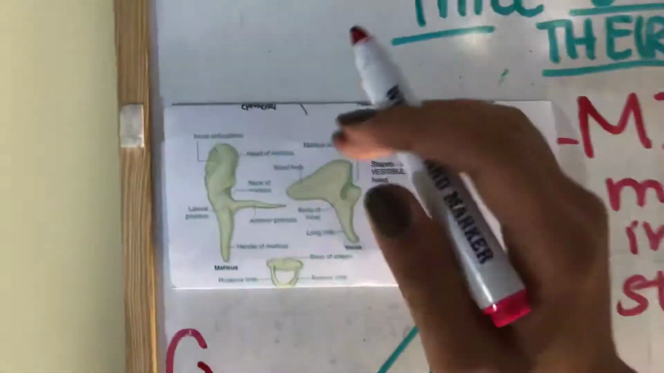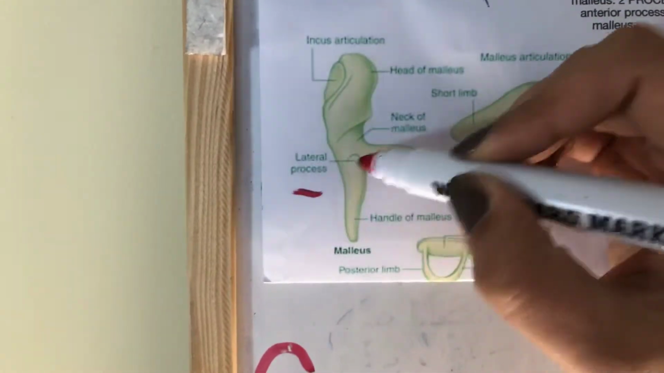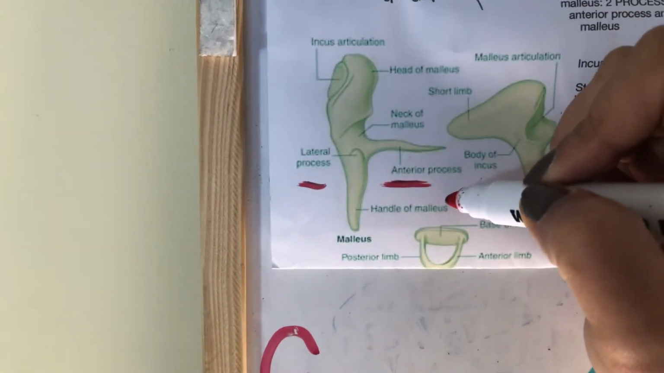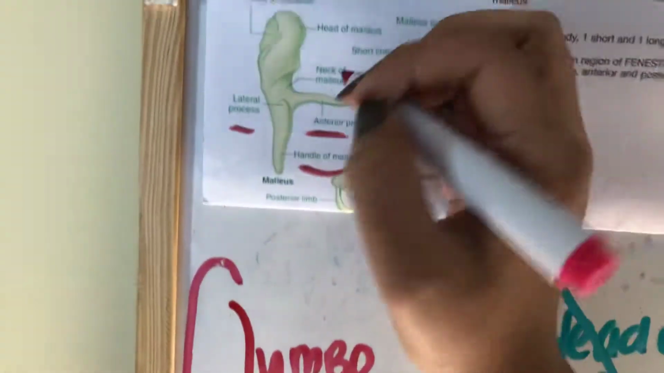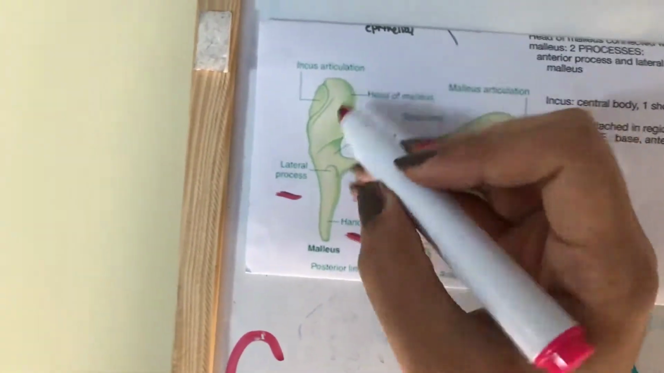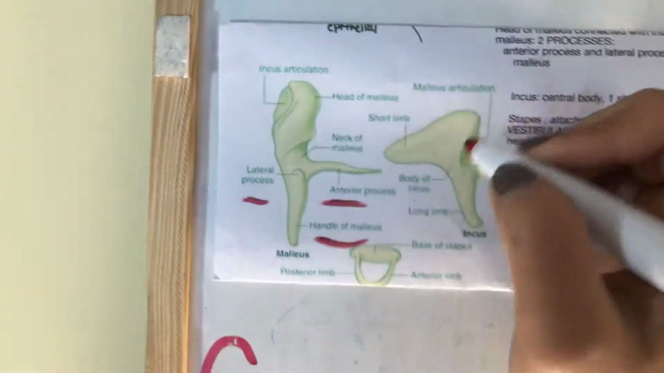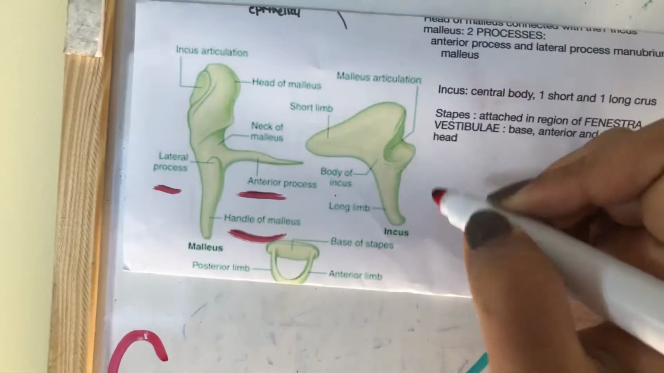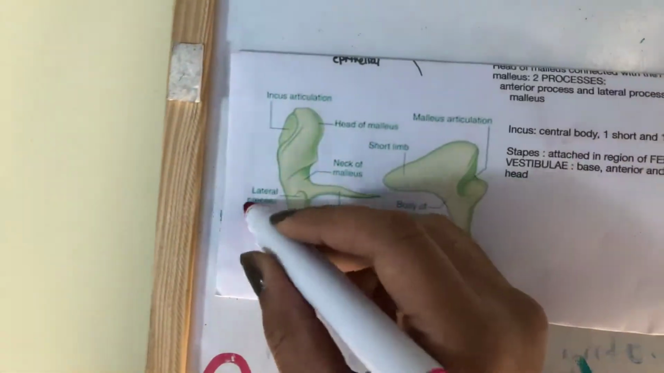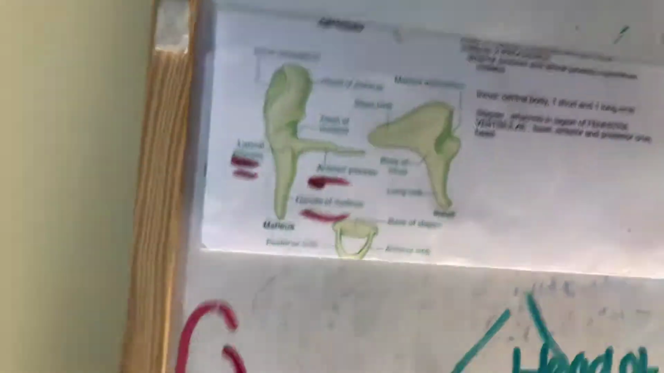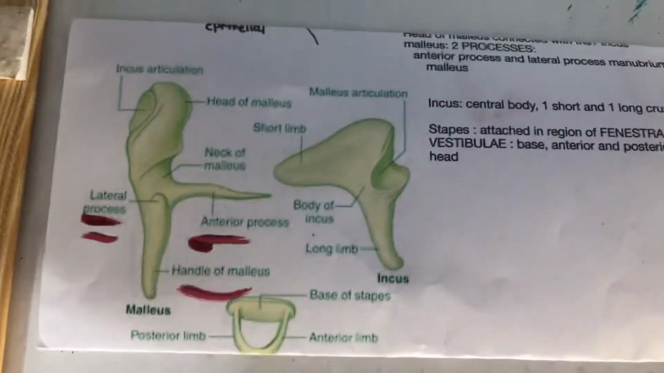Okay, let's go to the actual anatomy of it. Here's your malleus. Your malleus has a lateral process and an anterior process. A handle of malleus, remember, that attaches to the tympanic membrane. A neck of malleus, a head of malleus. Now the head of malleus rests on the incus, and there's your incus articulation. If we go over to the incus, you can see your malleus articulation. Now, like we had a lateral process and anterior process, the incus has a short limb and a long limb.